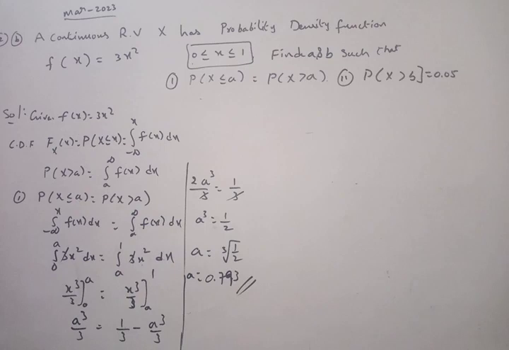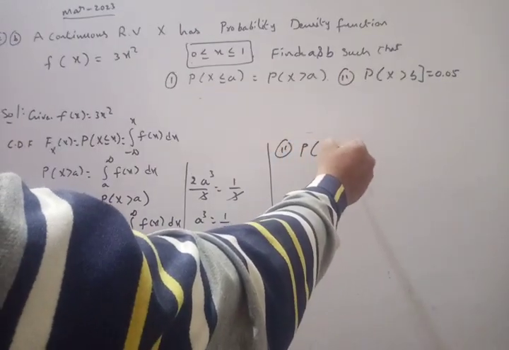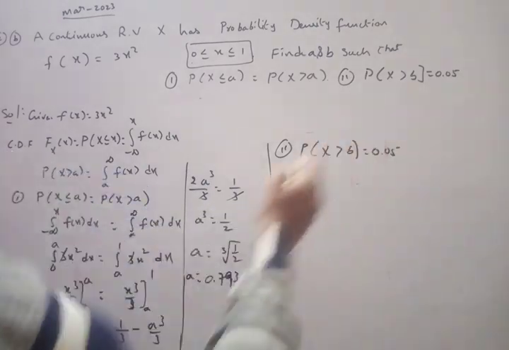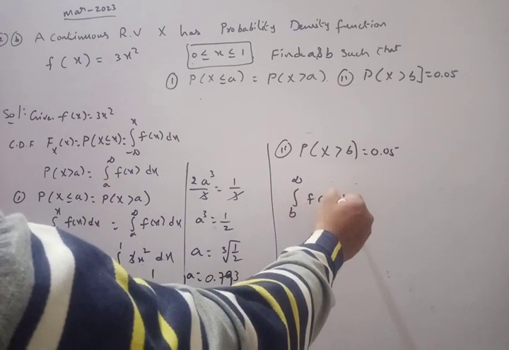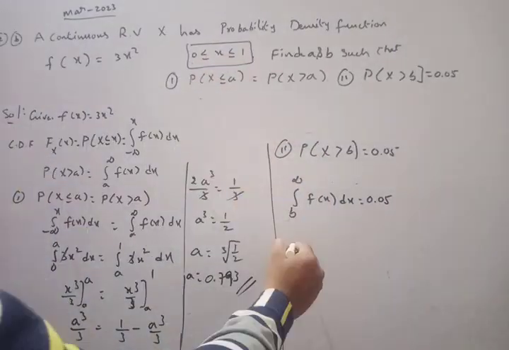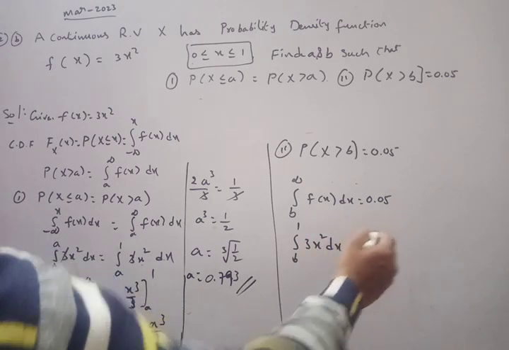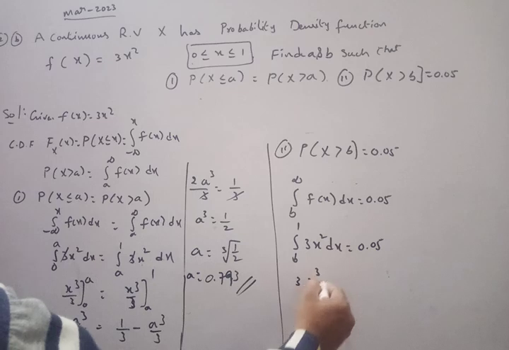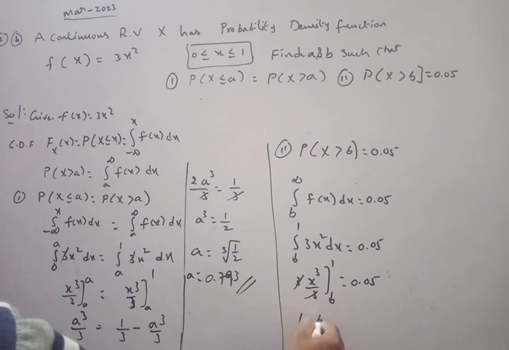Now we have to find the value of B here. Correct. To find the value of B, what is the second condition he gave here? P of X greater than b is equal to 0.05, he says. That means the integral from b to infinity of f of x dx is equal to how much? 0.05. So b to infinity, that means the maximum is what? 1, right? So the integral from b to 1 of 3x² dx is equal to 0.05. So 3 into x³ by 3, limits are b to 1, equals 0.05. The 3 gets cancelled. Upper limit 1, lower limit b³ is equal to 0.05, right?